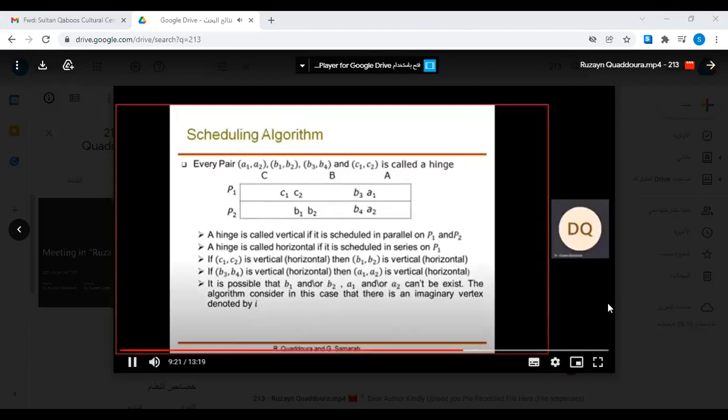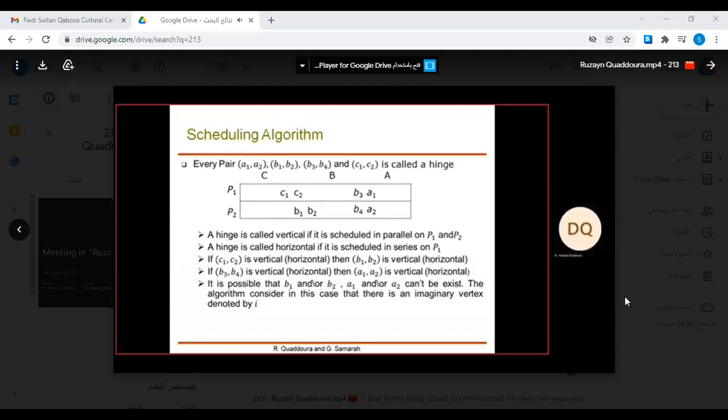We call every pair A1, A2, B1, B2, B3, B4, and C1, C2 a hinge. The algorithm, using mathematical tools, finds the hinge C1, C2, and if this hinge is scheduled, must be scheduled in series or in parallel. Also, it finds the hinge B1, B2, B3, B4, A1, A2, and characterizes if these hinges are scheduling in parallel or in series.